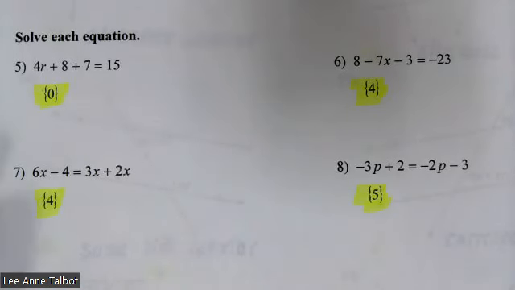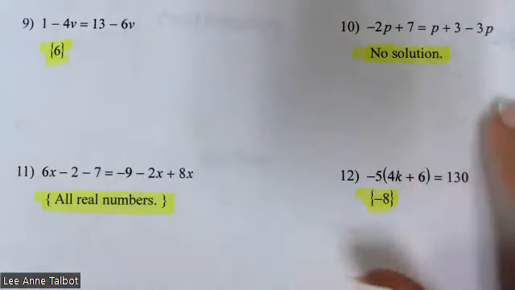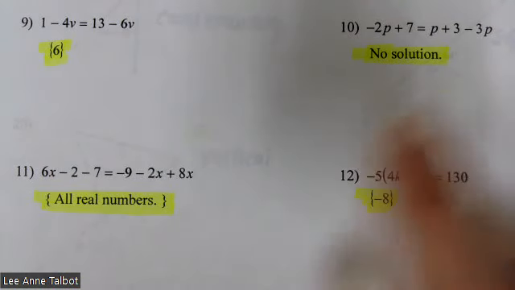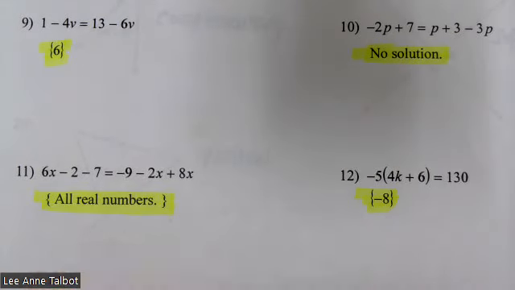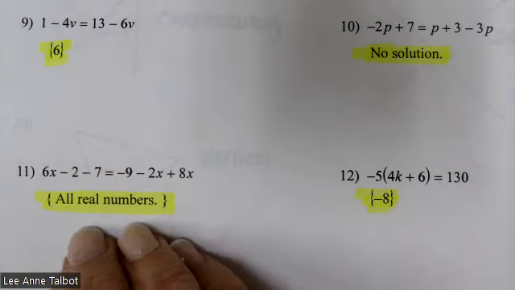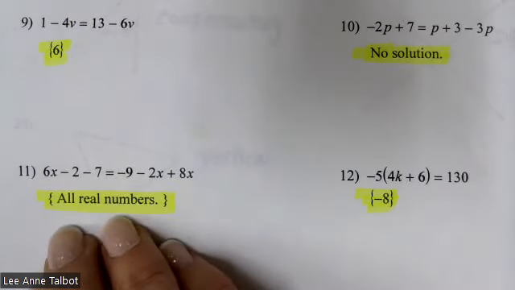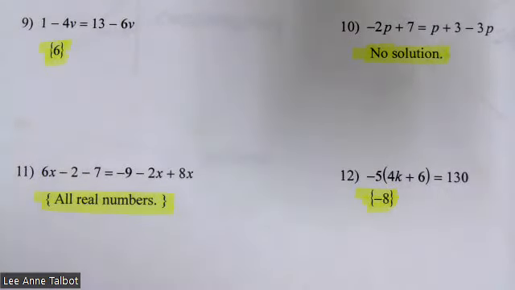Okay, here's the next four. These are very important to have the correct kind of weird answer. So number 9 is 6. Number 10 is no solution without brackets for some reason. Number 11 is all real numbers or infinite solutions. I always write infinite solutions here, not all real numbers. And then number 12 is -8.